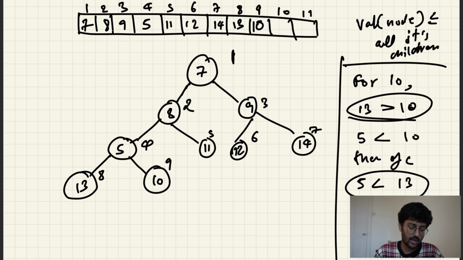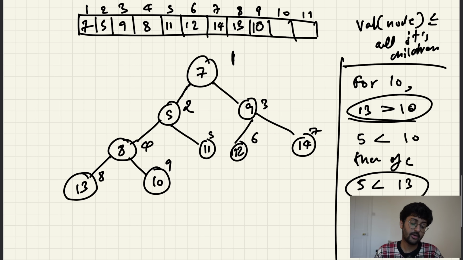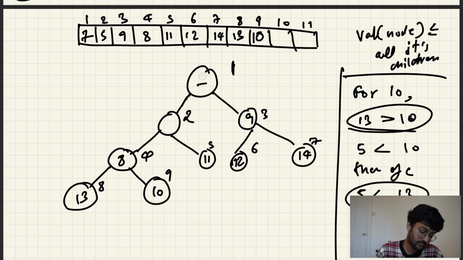So now for 5, again check the parent. Now the parent is 8. Is 8 greater than 5? Yes, it is. Swap again. 8, 5 will be swapped. Now check with the parent again. Now the parent is 7. Is 7 greater than 5? Yes, it is. Okay, again swap. And now I can't go any more above.